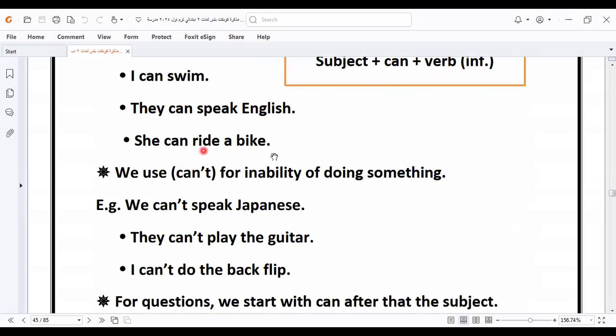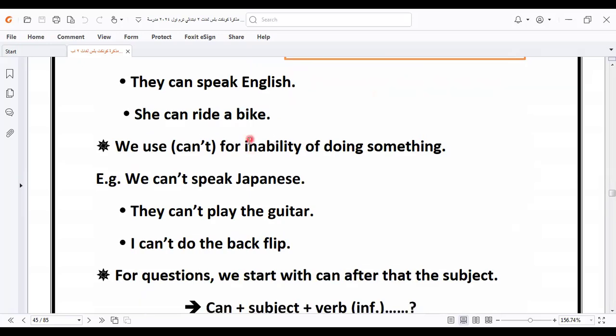She can ride the bike. She has an ability to ride the bike. Here he isn't able, he doesn't have an ability to do something. Here is the can't, the negative of can. Can is ability or possibility. Here you can use the negative of this modal, by saying inability of doing something.